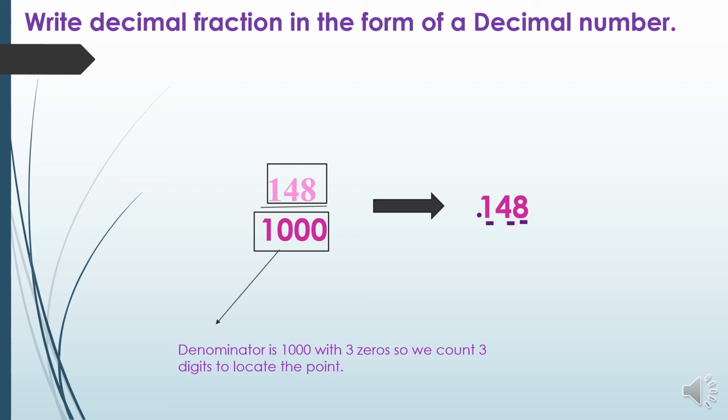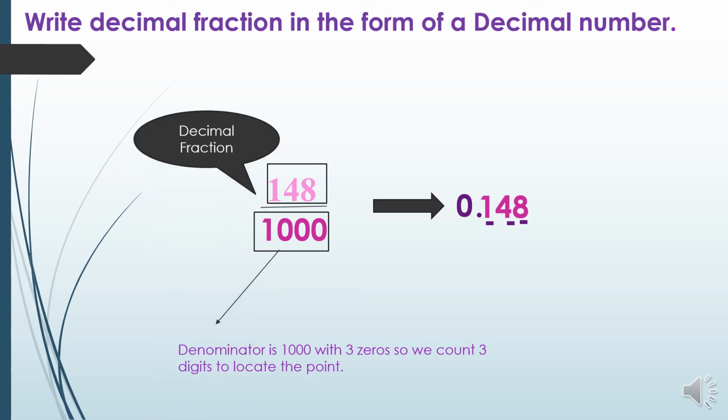Can I put it like this? No, of course not. I will put 0 before it because I don't have any digit before it. Then the whole part is 0. Then we have 0.148 like this. This is the decimal fraction and this is the decimal number.